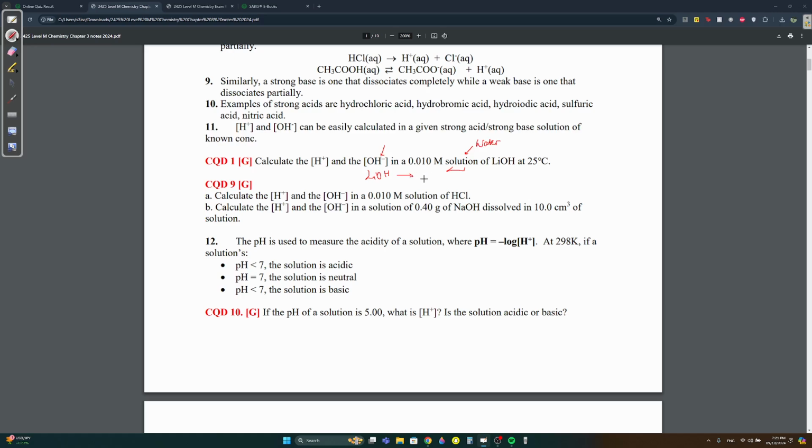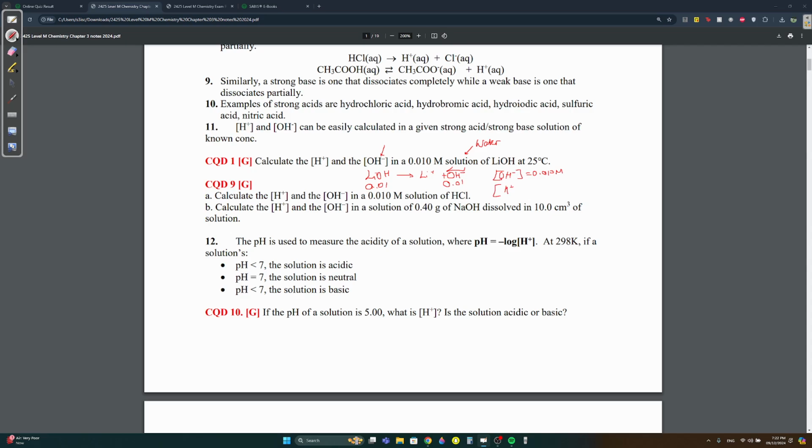you write the dissociation reaction. LiOH gives you Li plus and OH minus. You'll say, I don't have H plus, I only have OH minus. Find the concentration of OH minus. The concentration of LiOH is 0.01. Since they have the same coefficient, this will also be 0.01. So you found the concentration of OH minus is equal to 0.01. I don't care about significant figures right now, but I want to make a point.